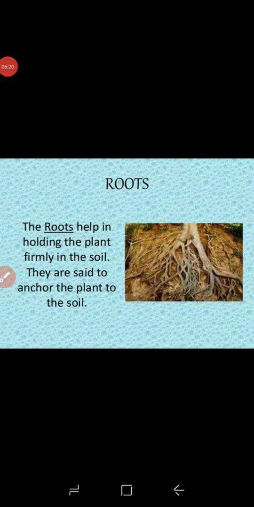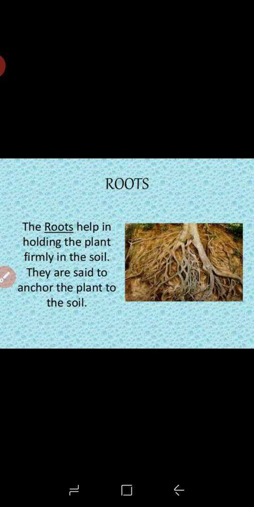Now roots. As you know, roots play a vital role in the plant. Because of the roots, the plant can suck water from the earth and provide it to all parts of the plant, especially for the process of photosynthesis. So what is the function of roots? What is the work of roots? They carry water and minerals throughout the plant.